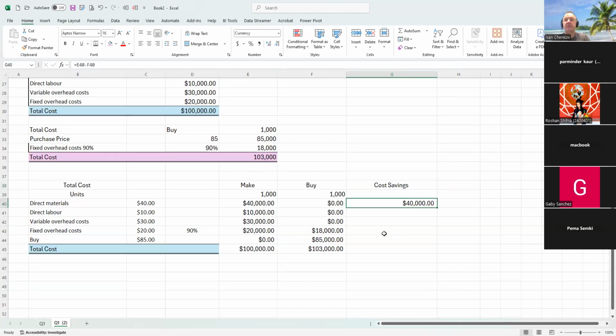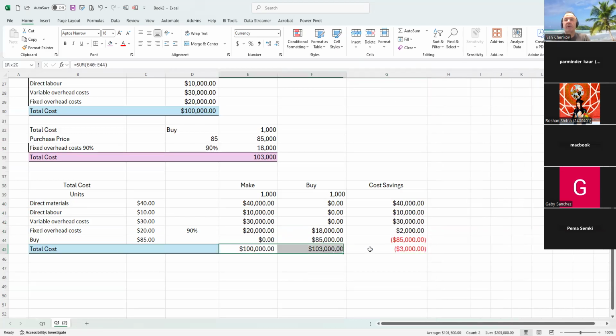Do you guys understand this logic? If I buy it, I'm gonna save $40,000. If I buy it, I'm gonna save $10,000. If I buy it, I'm gonna save another $30,000. If I buy it, I'm gonna save only $2,000. And if I buy it, I have to pay $85,000. So where is my bottom line? I'm gonna lose $3,000.